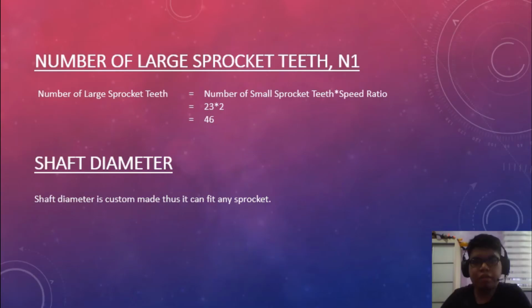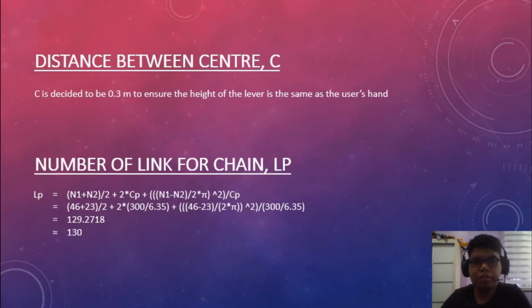So for the number of large sprocket teeth, which is quite simple, it is the number of small sprocket teeth times the speed ratio that we wanted, which is equal to 46 teeth. And for the shaft diameter, since we are going to custom make the shaft, it can fit any size of the hole in the sprocket. The distance between the centers is decided to be 0.3 meter.